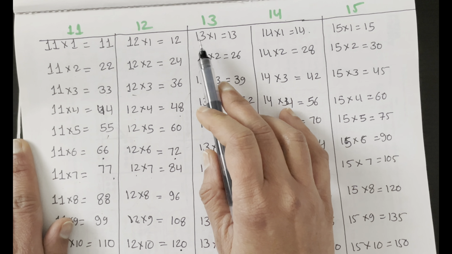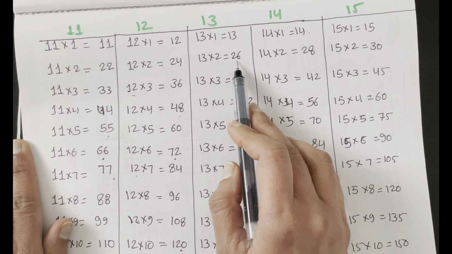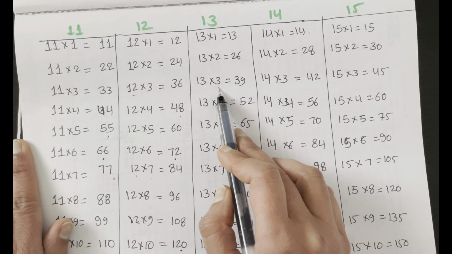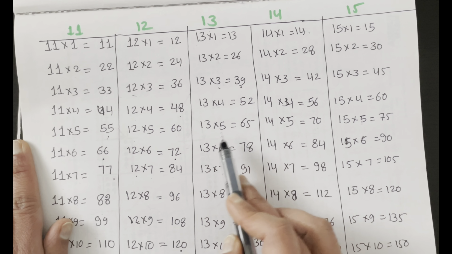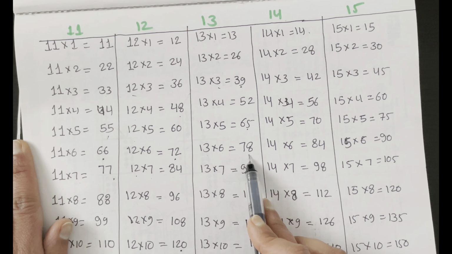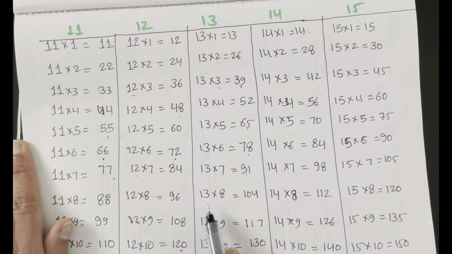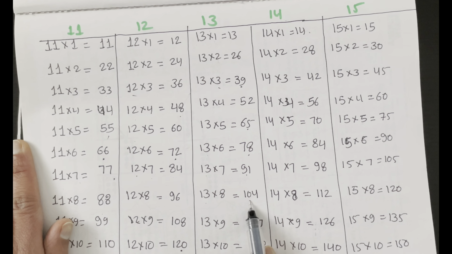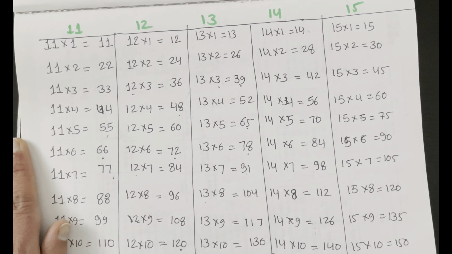Table of 13. 13 times 1 is 13, 13 times 2 is 26, 13 times 3 is 39, 13 times 4 is 52, 13 times 5 is 65, 13 times 6 is 78, 13 times 7 is 91, 13 times 8 is 104, 13 times 9 is 117, and 13 times 10 is 130.